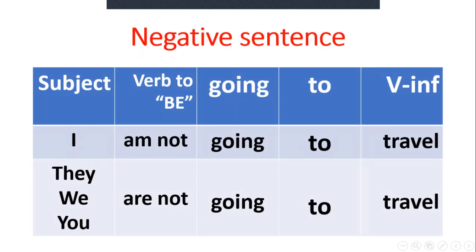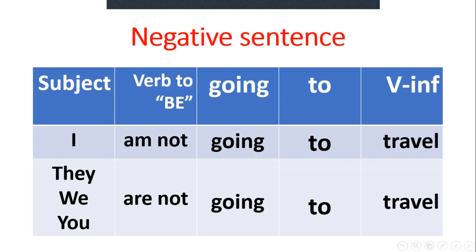Also here, my students, we use verb to be am after subject I. I am going to travel. They are, we are, you are. This means that we use verb to be are with subjects like they, we, you, or any plural noun. We use am and are and is to make positive sentences. They are going to travel. We are going to travel. You are going to travel.